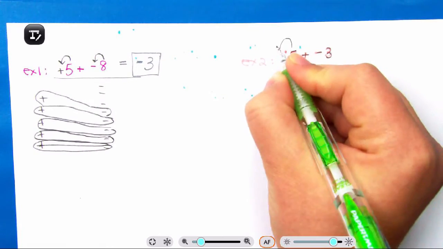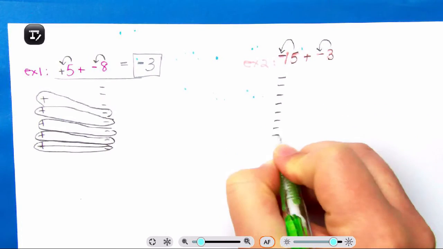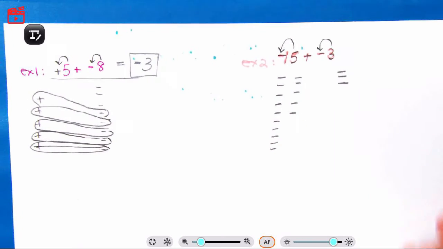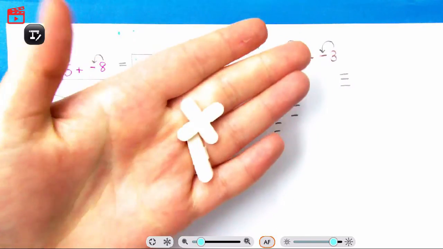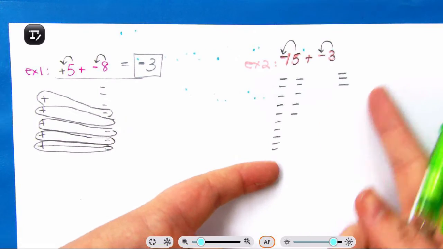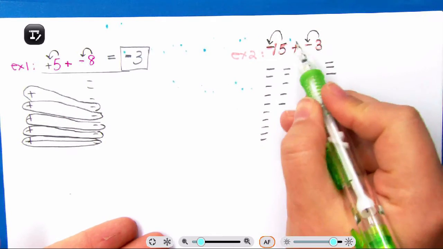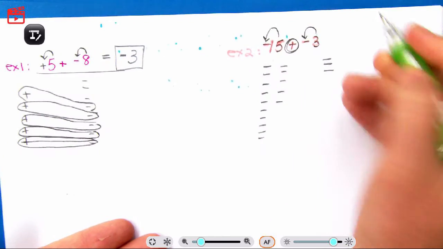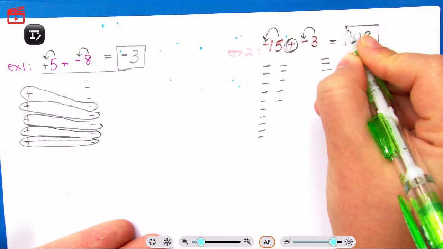Negative 15, what is the sign in front? The negative. So I have 1, 2, 3, 4, 5, 6, 7, 8, 9, 10, 11, 12, 13, 14, 15. I have negative 3, 1, 2, 3. Okay, do I have any 0 pairs? Do I have anything that I can pick up that has a plus and a minus? Can I circle 1 plus and 1 minus? No, the only thing I have is minuses. I only have negatives. So the only thing we can do is combine them. So I'm just going to count. There's 15, 16, 17, 18. 18 what? 18 negatives. Make sure you have that sign in front of you.